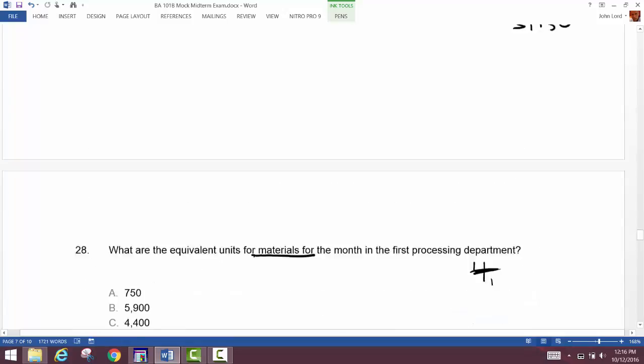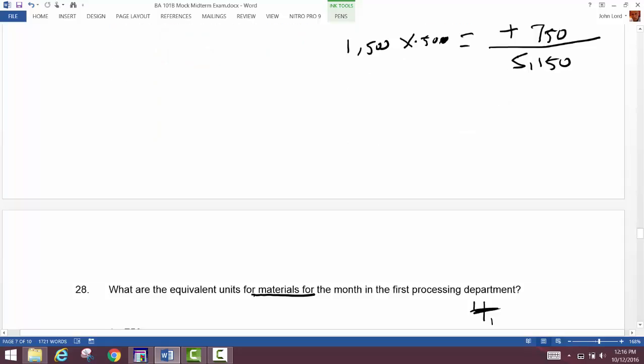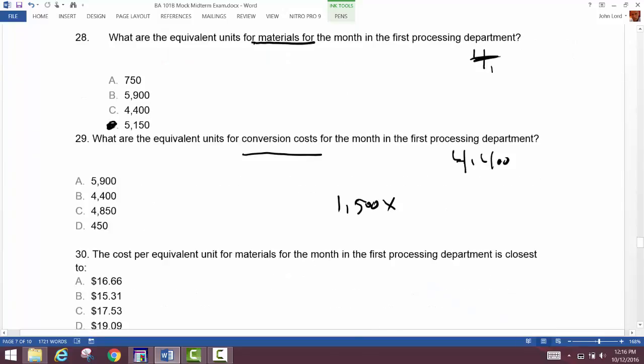But now I've got to pick up this, what? 30%, right? So I take that 1,500 times 0.3. And when I do, I get this 450. So 4,400 plus 450 is 4,850. Okay. And then to do the cost, I'm going to do what?